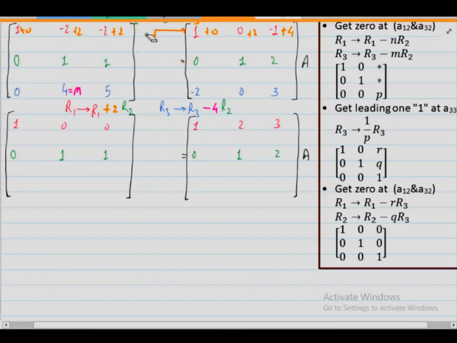Now let's get the third row, which is transformed by R3 minus 4 R2. That means we have to multiply the second row by -4 and then add it to the third row. 0 into -4 is 0, 0, and 1 into -4 is -4. Same thing on the right side will give us 0 into -4 is 0, 1 into -4 is -4, 2 into -4 is -8, which will give us 0, 0, 1, -2, -4 and -5. So we complete the step.